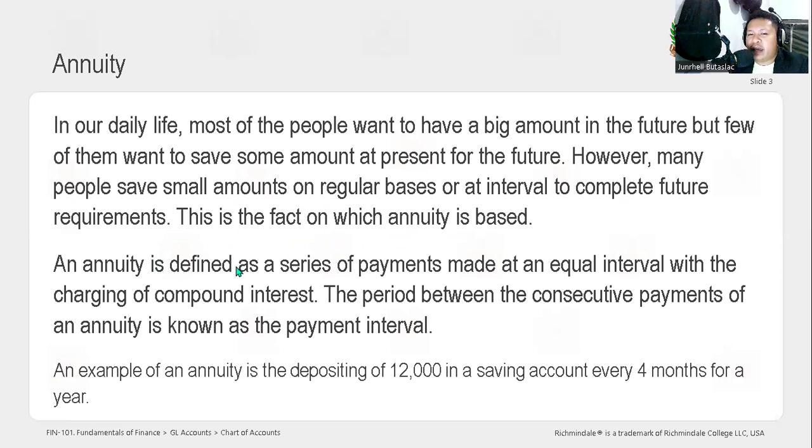An annuity is defined as a series of payments made at an equal interval with the charging of compound interest. The period between the consecutive payments of an annuity is known as the payment interval. An example of an annuity is depositing 12,000 in a savings account every 4 months for a year.